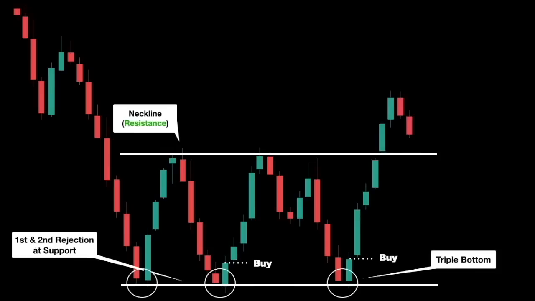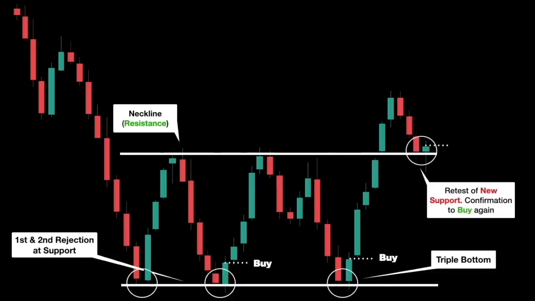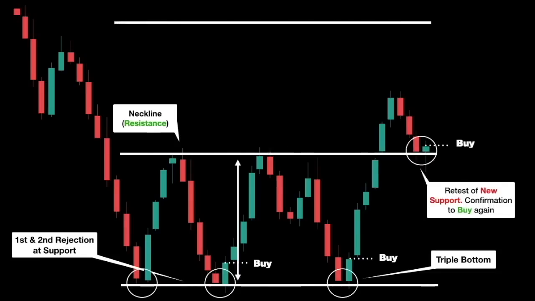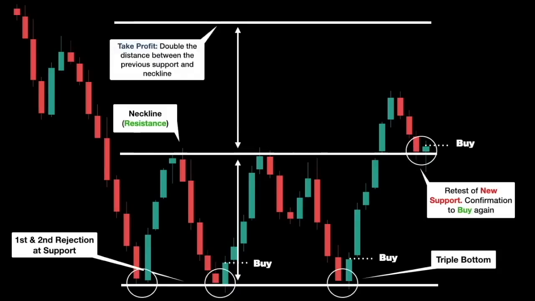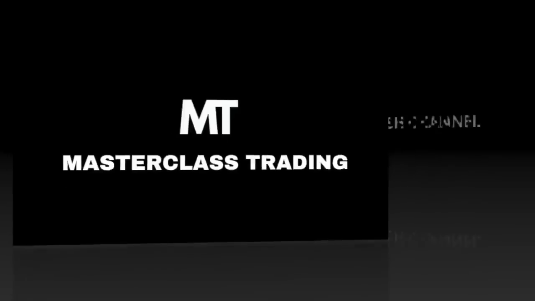Once the resistance is broken, price retraces, touching the previous level that now has become support. When bullish price action confirmation is clear, we can enter a third trade. To calculate the target for the trades, we simply need to double the distance between the support and the resistance levels.